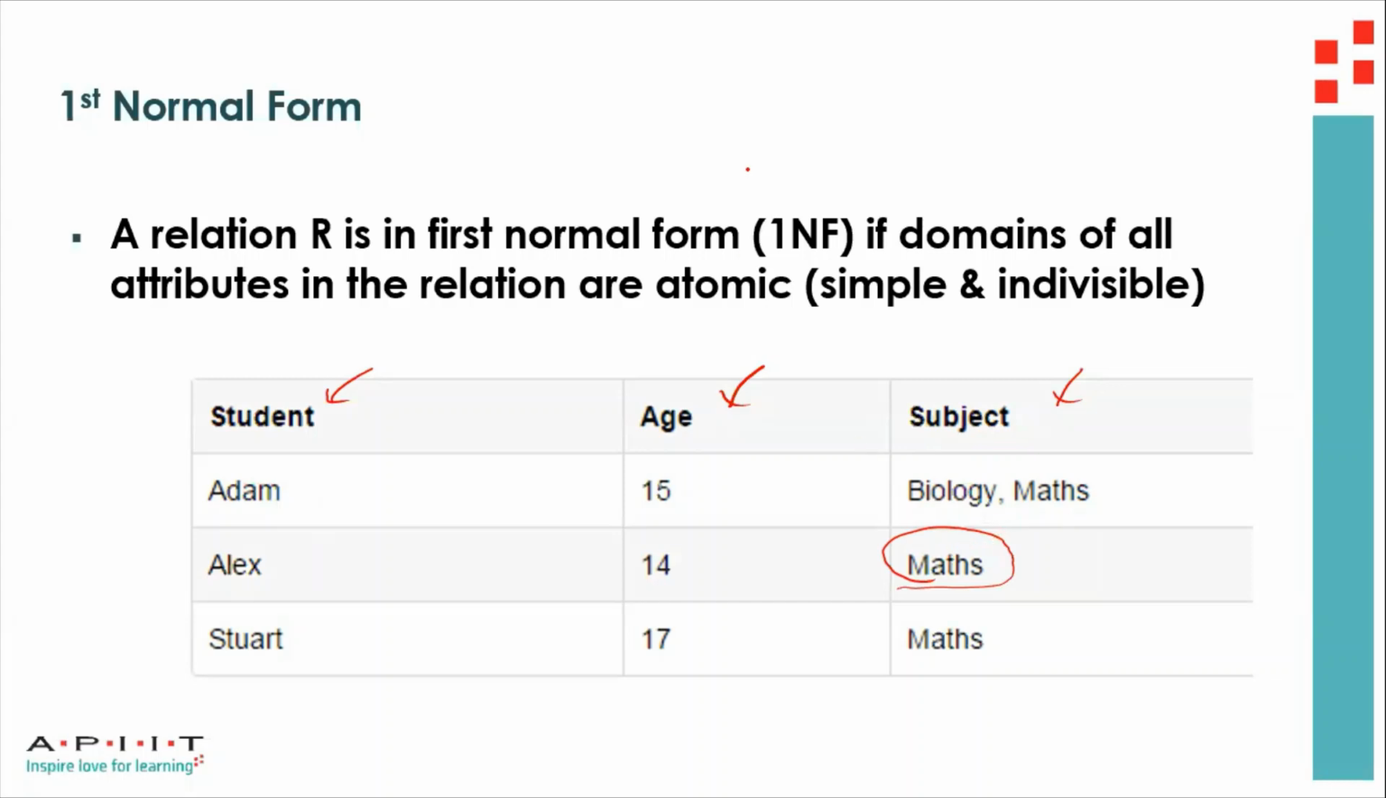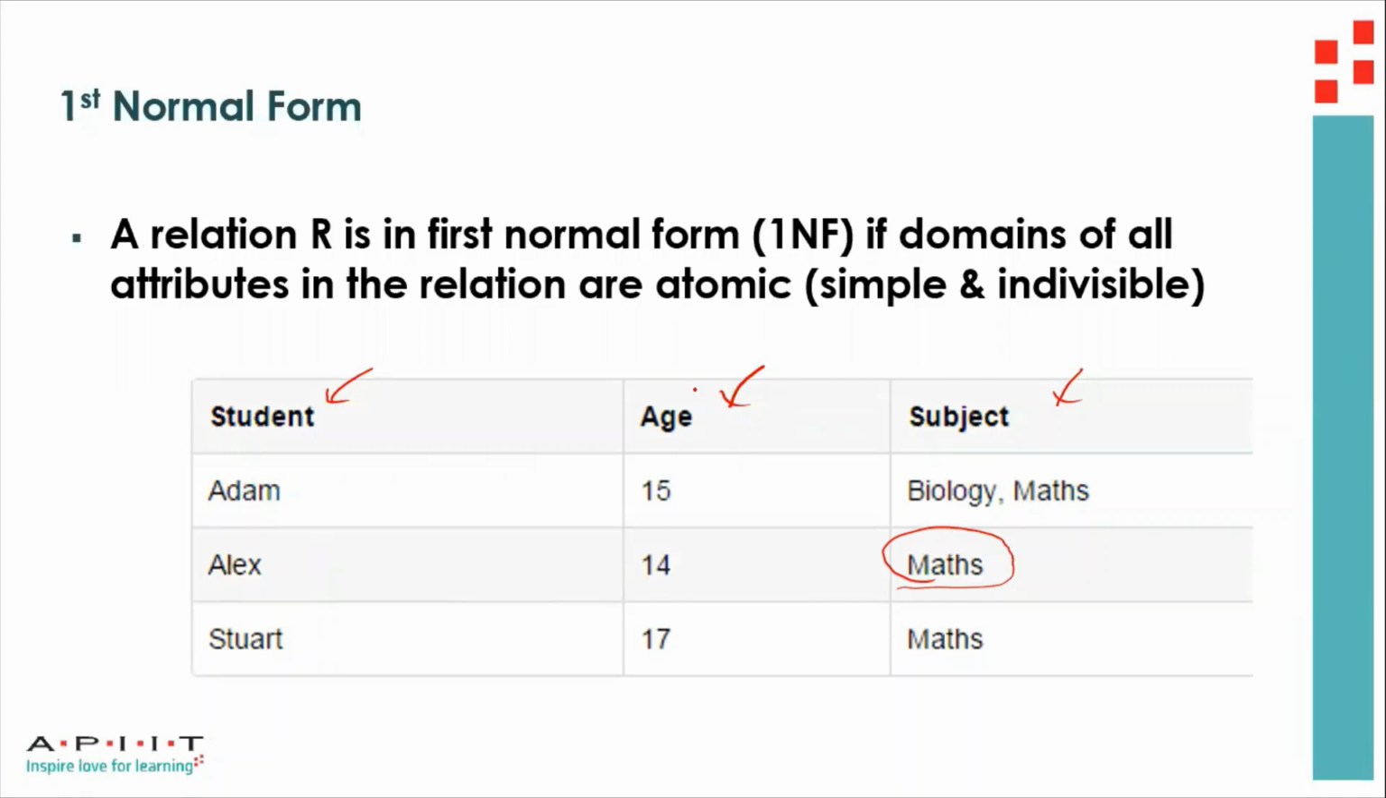Again, I'm repeating: if you are getting a relation which has multiple values for a domain under any attribute, multiple values like this, then this relation is not in the first normal form. It has not even started the normalization process. If I take this particular relation, no normalization theory has been applied.